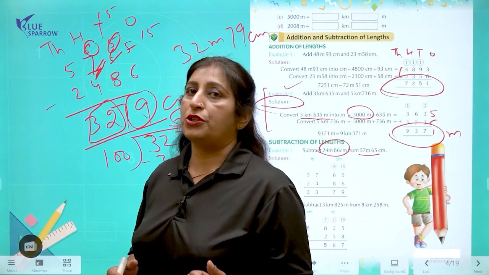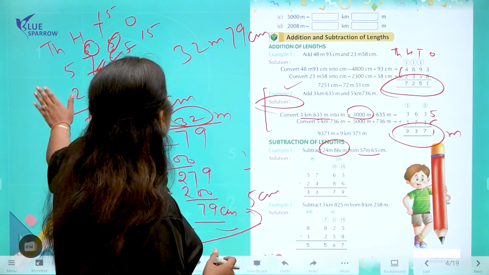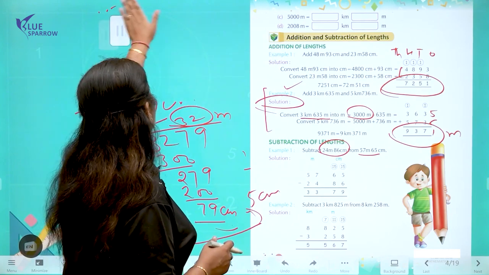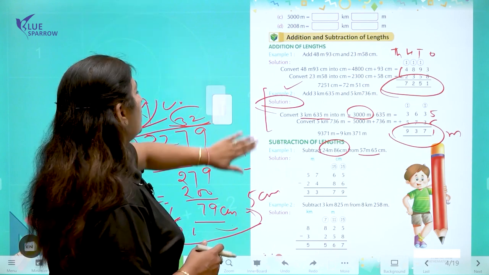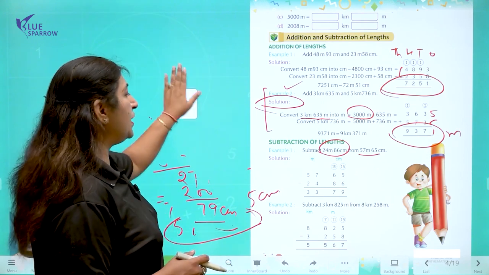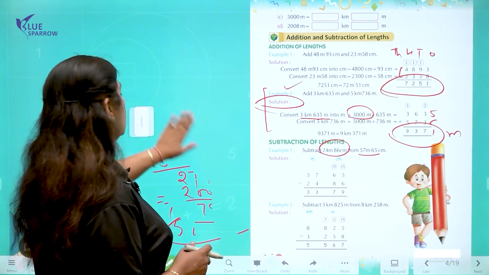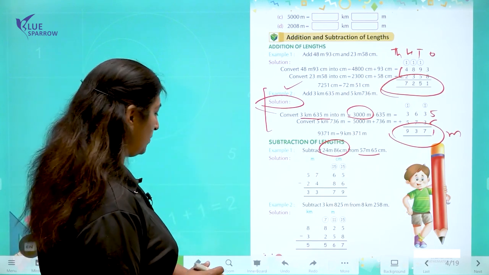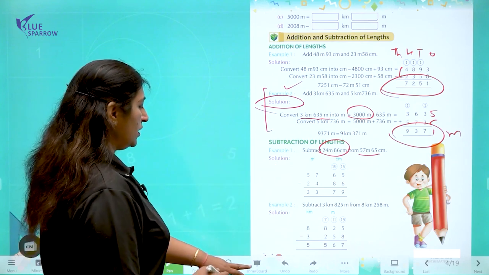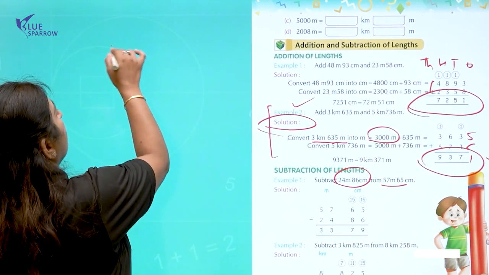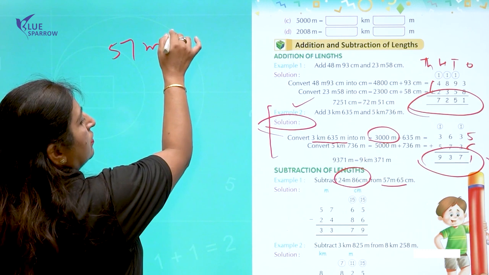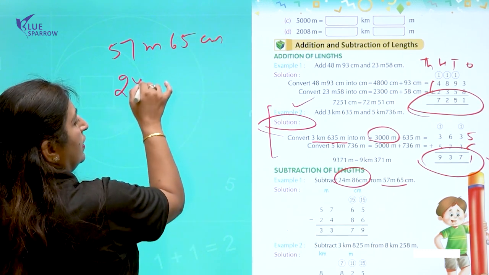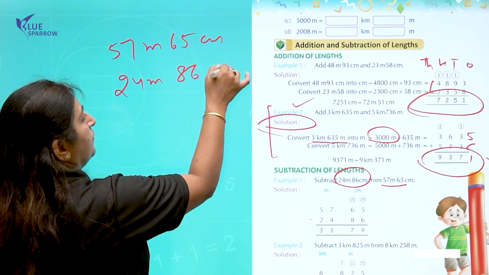Now we solve this question with the other method in which we would not convert the lengths into centimeter. Rather, we would write them in proper columns and we would borrow meters in the centimeter columns. Now see how we subtract these two numbers. These two lengths are 57 meter 65 centimeter and the other is 24 meter 86 centimeter.